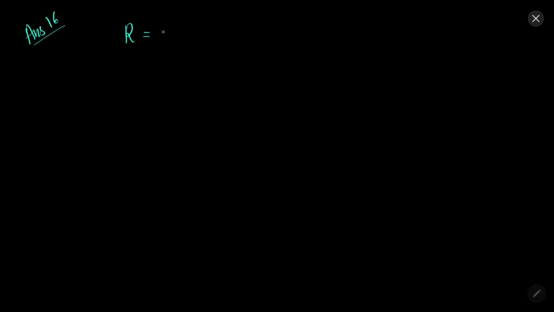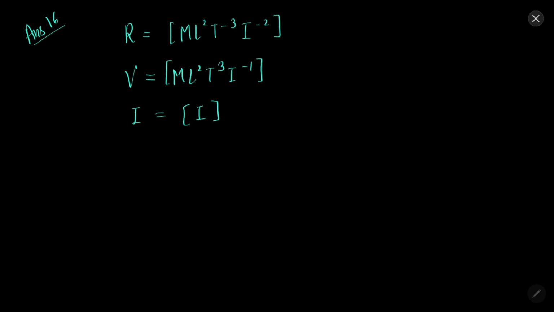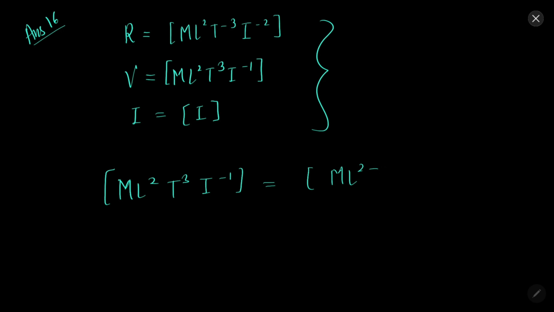The dimension of resistance is M L square T minus 3 I minus 2, where I is for current. Potential has dimension M L square T minus 3 I minus 1, and current has obviously the dimension of I only. Current is only current I. So now if you find the relation between these three things, you will find that this dimension can be found to be equal to this dimension.